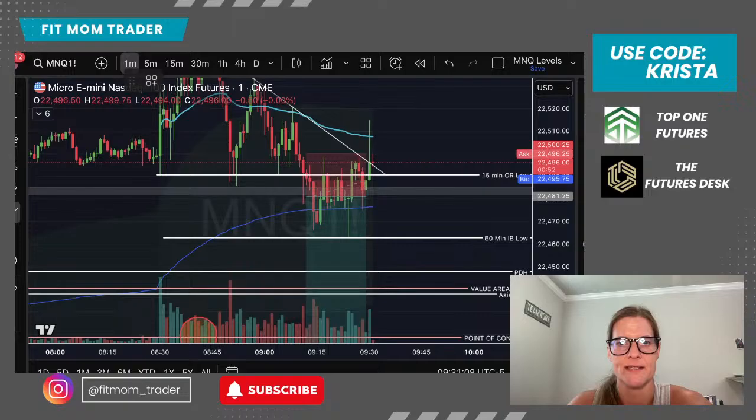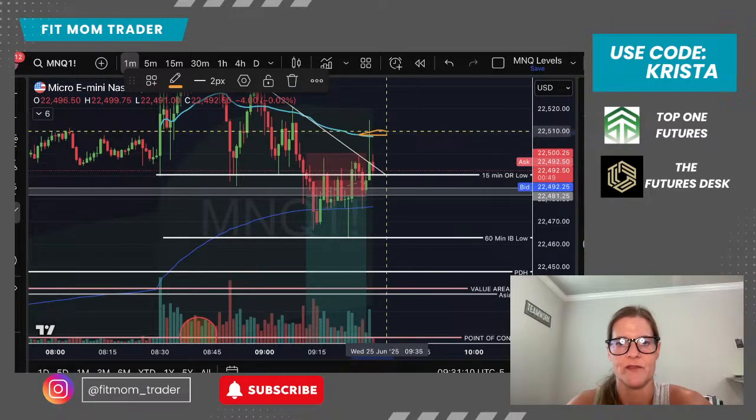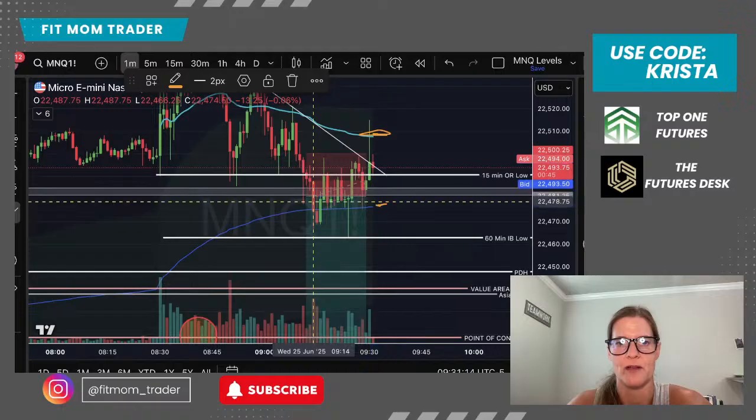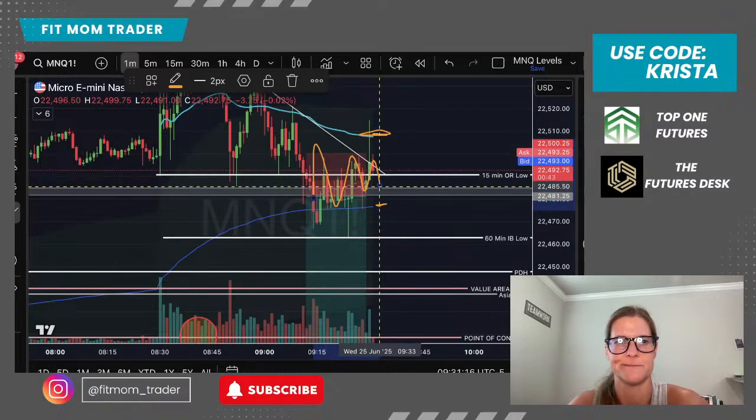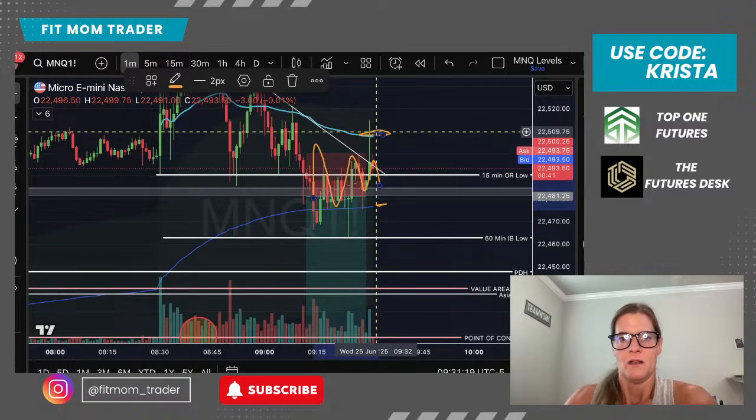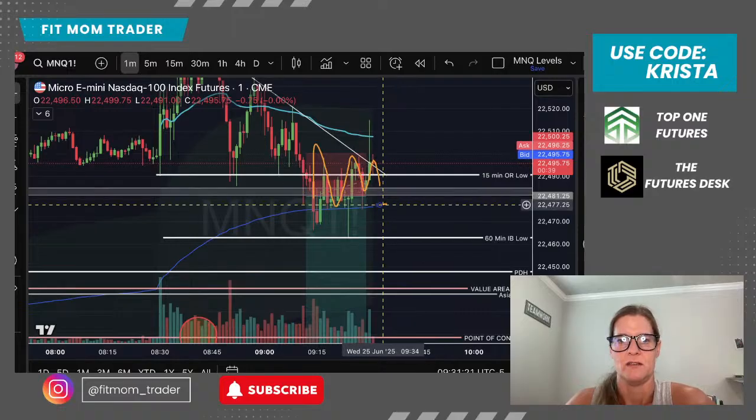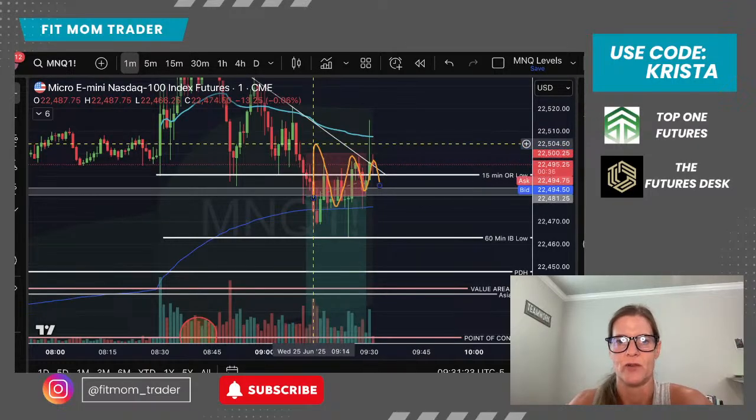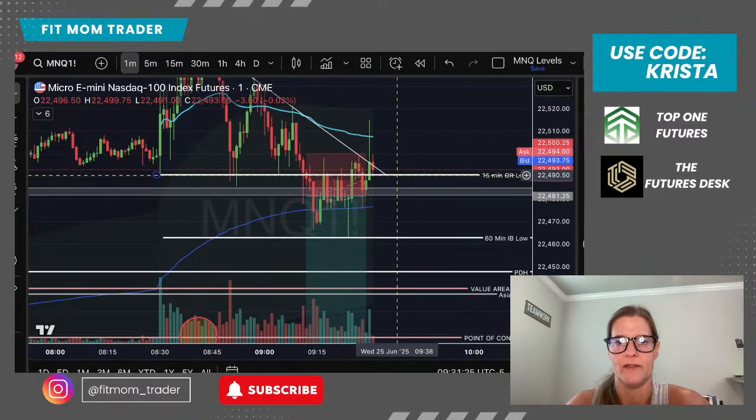So again, this is the pinch I'm talking about. This VWAP and this VWAP. You can see it just chopping around between these two. So no clear direction. We also have the 15-minute opening range low, like right in the middle of it.